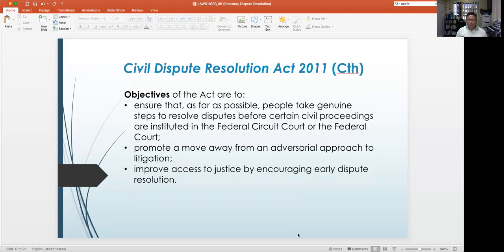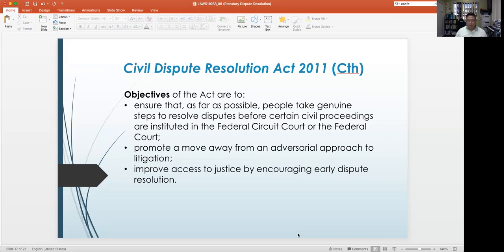Now, in addition, we also have the Civil Dispute Resolution Act of 2011 Commonwealth, and this statute governs legal proceedings not only before the Federal Circuit and Family Court of Australia, but also the Federal Court of Australia. The objectives of the Act are to ensure that as far as possible, people take genuine steps to resolve disputes before certain proceedings are instituted in the Federal Circuit and Family Court of Australia or the Federal Court of Australia, promote a move away from an adversarial approach to litigation, and improve access to justice by encouraging early dispute resolution.